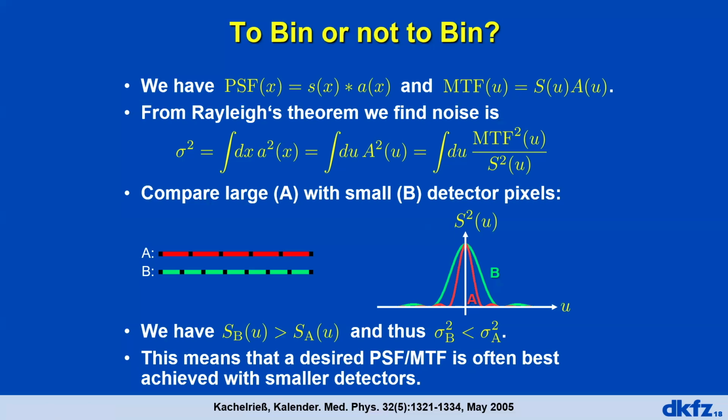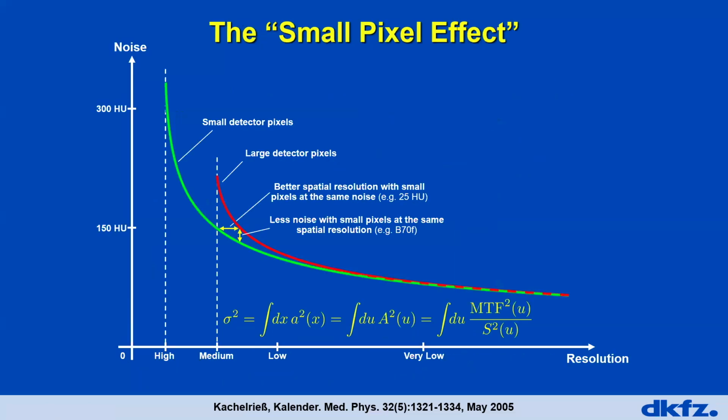This is somewhat counterintuitive, but I will show you in the following slides that it actually works. And this effect is something that we call the small pixel effect, because it's basically caused by the fact that we measure with very small detector pixels, and this allows us to reduce dose or noise.